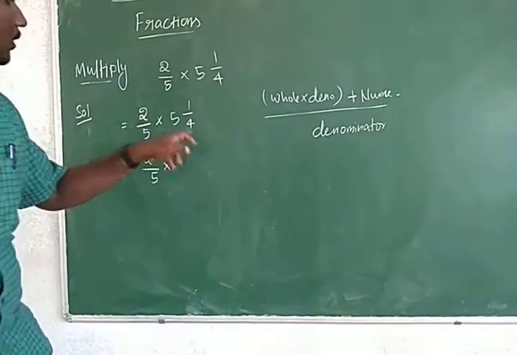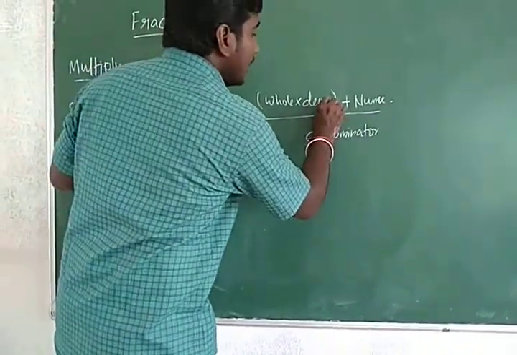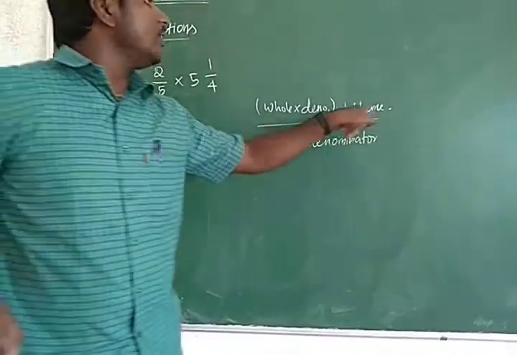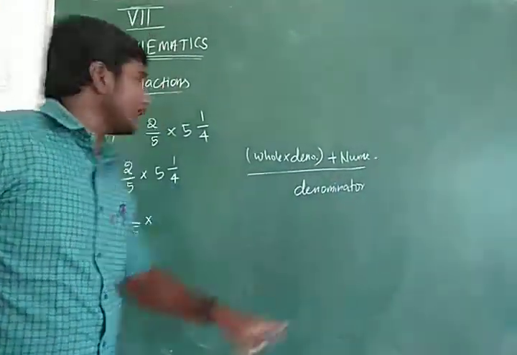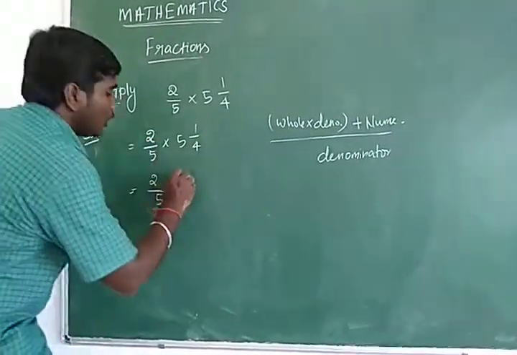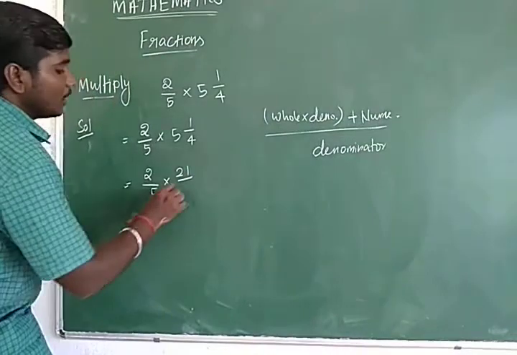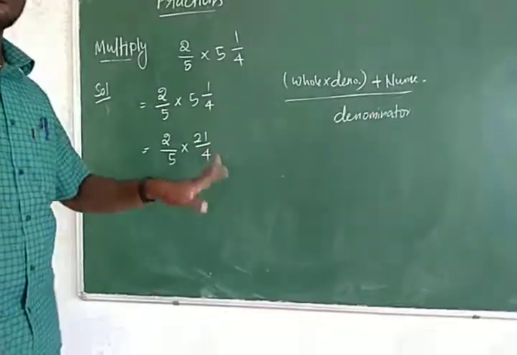Very clear? The whole number multiplied with the denominator, then add with the numerator, keep the same denominator. So 5 4s are 20, 20 plus 1, 21. Keep the same denominator: 21 by 4. Very clear?